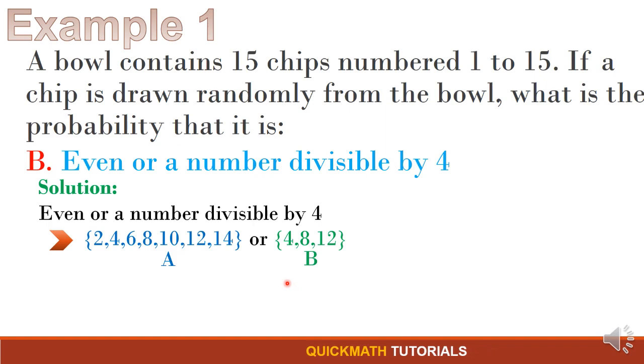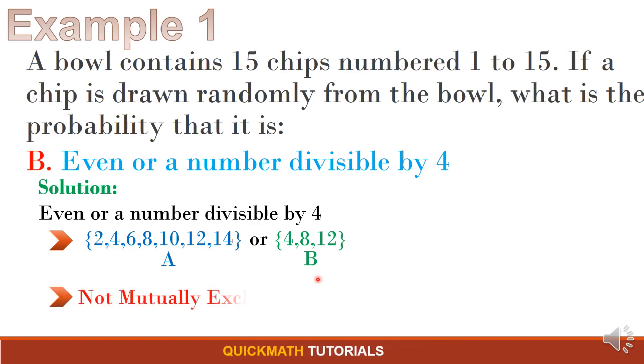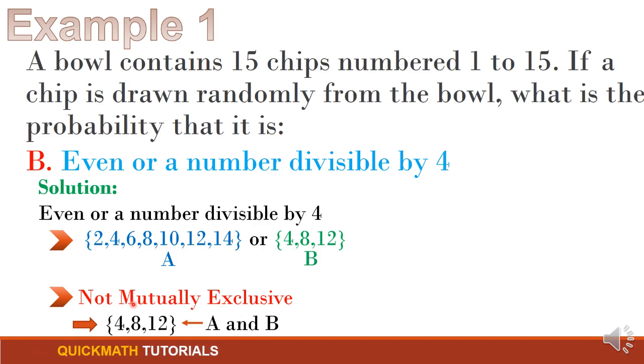To answer that, we will just look at the elements of A and the elements of B. And as we can see, they have common elements, which are 4, 8, and 12. Therefore, these two events are not mutually exclusive because they have common elements, namely 4, 8, and 12. So this will be our A and B.